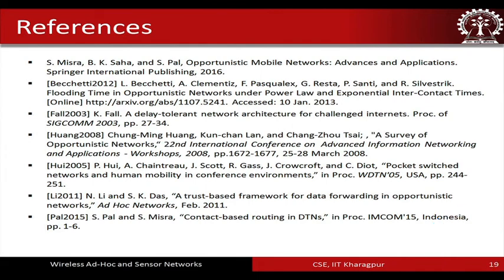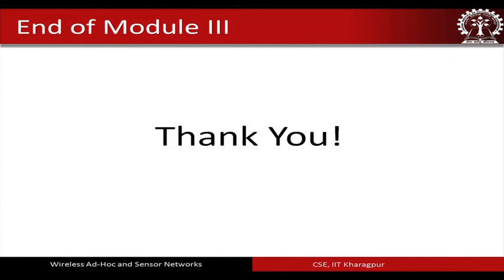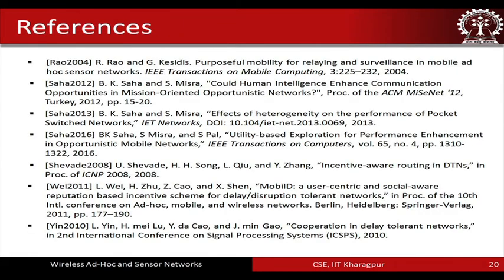These are the different references, all listed over here. One thing I would like to mention is that we have covered the topic of opportunistic mobile networks in three parts: part 1, part 2, and part 3. The students should note that not all the parts have all the references, but all the references can be obtained by looking at the references at the end of each of these three parts. Taken together, one would be able to get all the references.